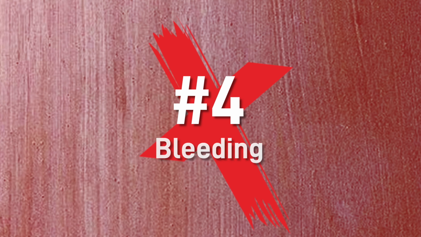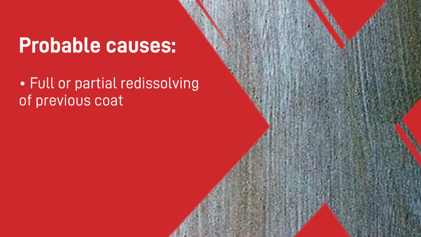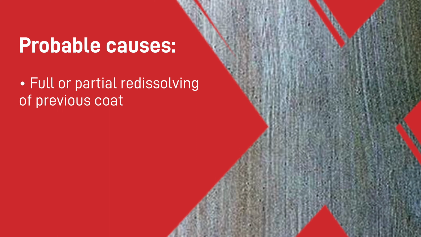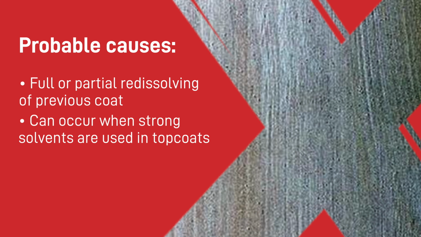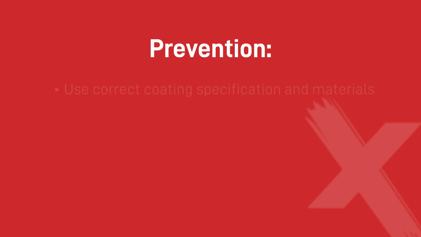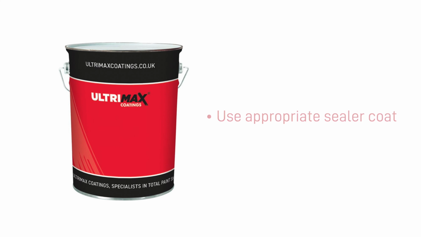Failure 4 is bleeding. Bleed through is generally a full or partial redissolving of the previous coat or an ingredient of the previous coat, and can occur when strong solvents are used in the top coats. Bleeding can be prevented by using the correct coating specification and materials, by using compatible materials from the same paint system and using an appropriate sealer coat if possible.